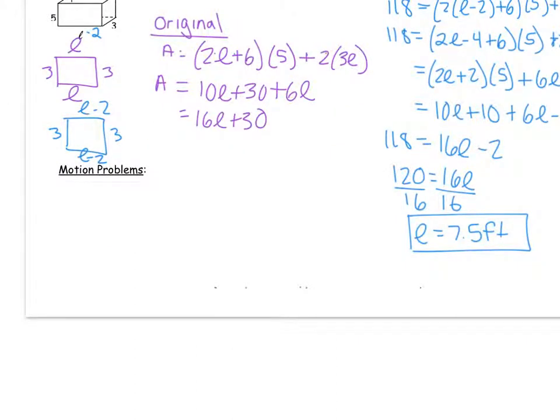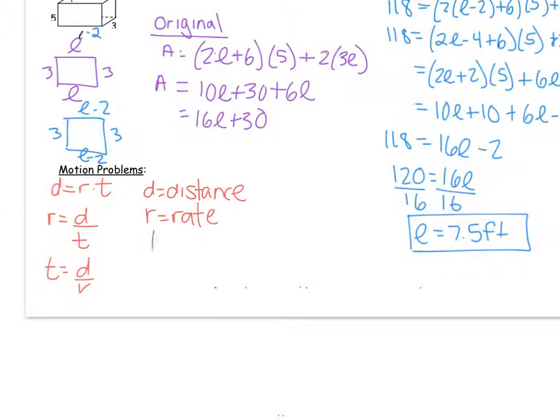Alright, another kind of word problem that you're going to see tonight isn't so much involving geometry, but it's involving motion. So we need to review the formula distance equals rate times time. Of course, within this formula, we can also solve for different variables. Like we could say r is d divided by t, or t is d divided by r. But the one that you're going to use most often is the first one, distance equals rate times time. In case you forget, d stands for distance, r stands for rate, and t stands for time.